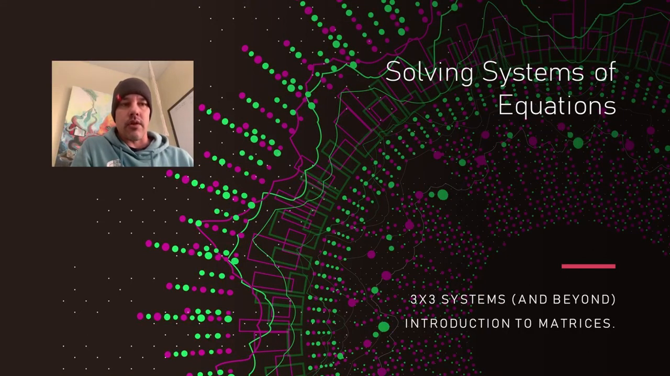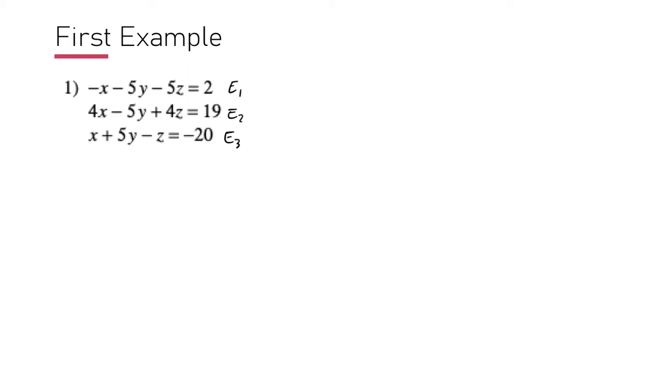Solving systems of equations. We're going to do a 3 by 3, meaning 3 equations, 3 unknowns, and we're going to introduce matrices. We have 3 equations, 3 unknowns. Now, we're going to manipulate these equations. Multiplying any one equation by a constant does not change the solutions. Adding one equation to another equation to create a new equation also does not change any of the solutions. Let's begin, shall we?